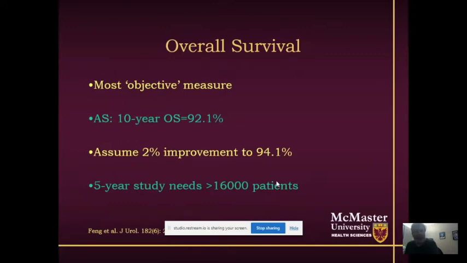So the 10-year overall survival, even in the active surveillance arm, and I've given one particular reference, is very high, potentially 92%. So just to see a small improvement over the active surveillance arm, say from 92% to 94%, you could have a very large study of over 16,000 patients required, and it can take a very long time. Again, 5 years plus follow-up plus time to prepare and develop the study. This could be a 7, 8, 9-year study.